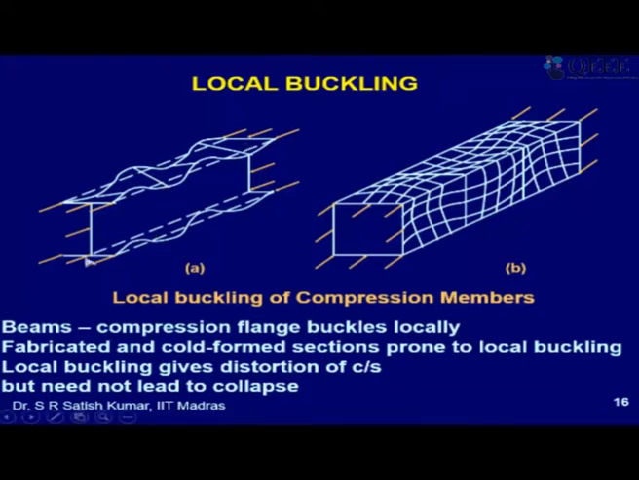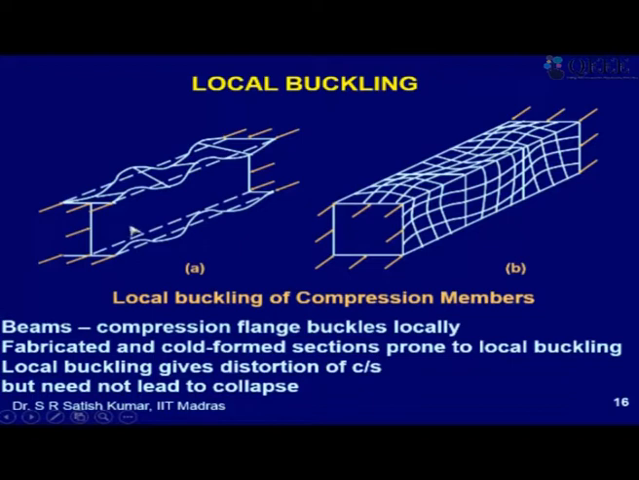Local buckling gives distortion of the cross section, but the axis of the member remains straight. If the axis bends, then it's called global buckling. Here the axis is straight, the member has not buckled as a whole, but only the component plates have buckled. This is called local buckling. We don't want this to happen in real columns. Even though local buckling is stable, we don't want this happening in hot rolled columns.